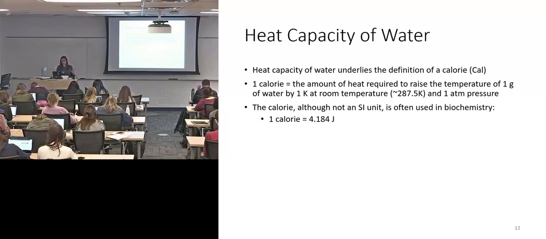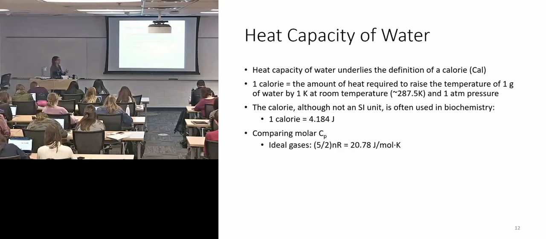So if we want to compare a molar constant pressure heat capacity for ideal gases, we said this is a constant, it's 5/2 NR. So if we're thinking about only 1 mole of an ideal gas, it's 20.78 joules per Kelvin to heat up 1 mole of ideal gas. What do you think the number is for water at room temp, higher or lower? I saw some pens pointing up.